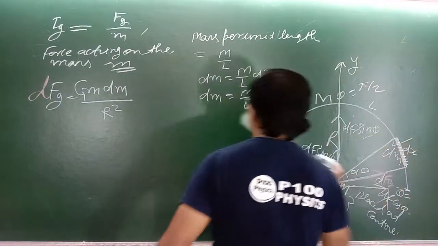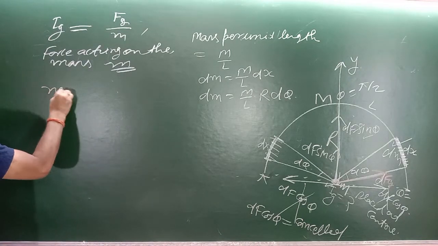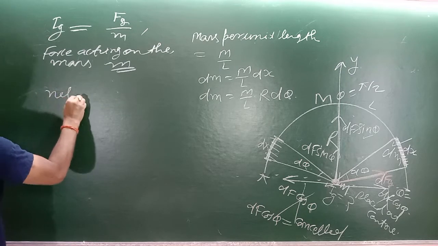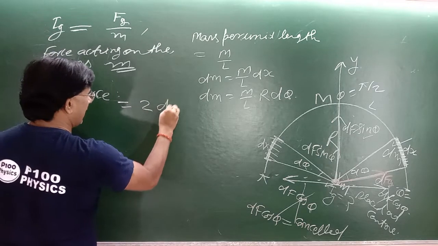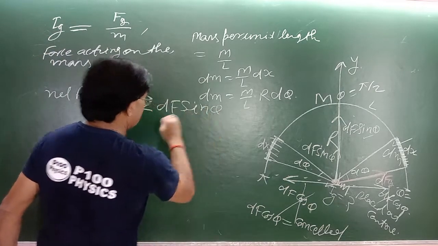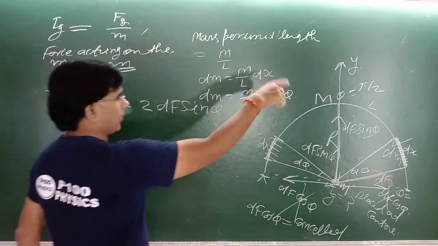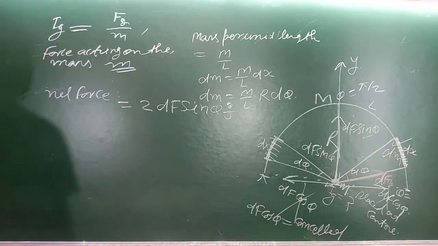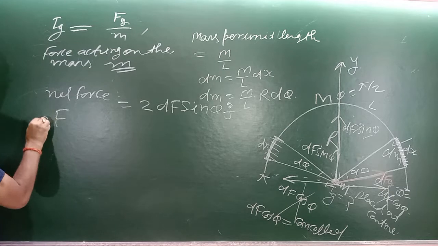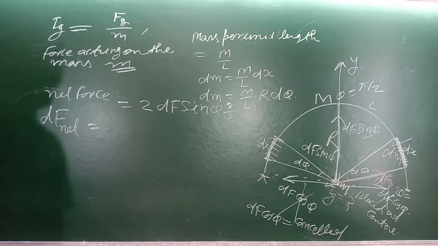Mind, what is the net force? Net force equal to 2 df sin theta. This is the force acting on the particle M. On this particle, this is the net force acting toward the direction. What is the direction? Toward the j-axis, along the y-axis. This is the f. Since this is df, therefore here also write the df net.